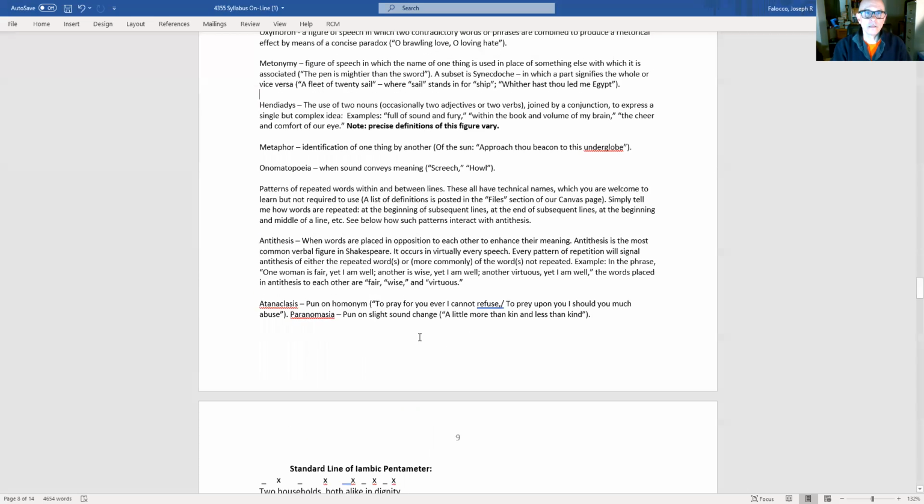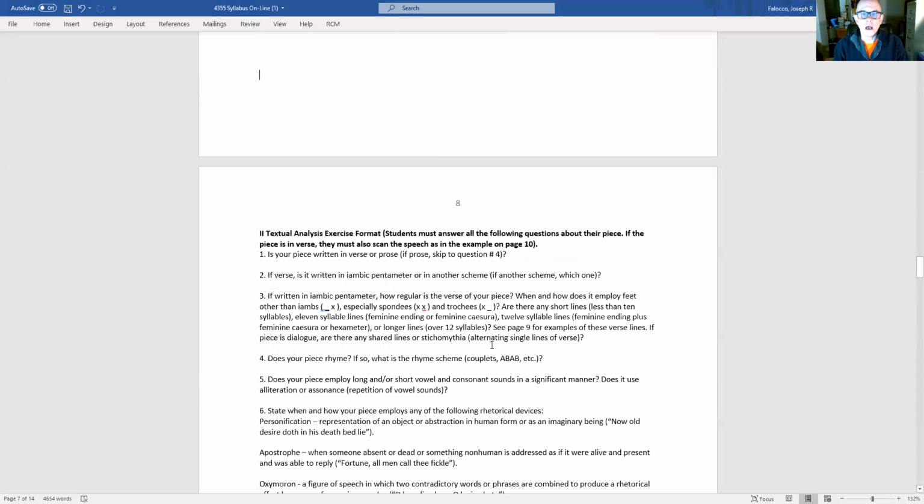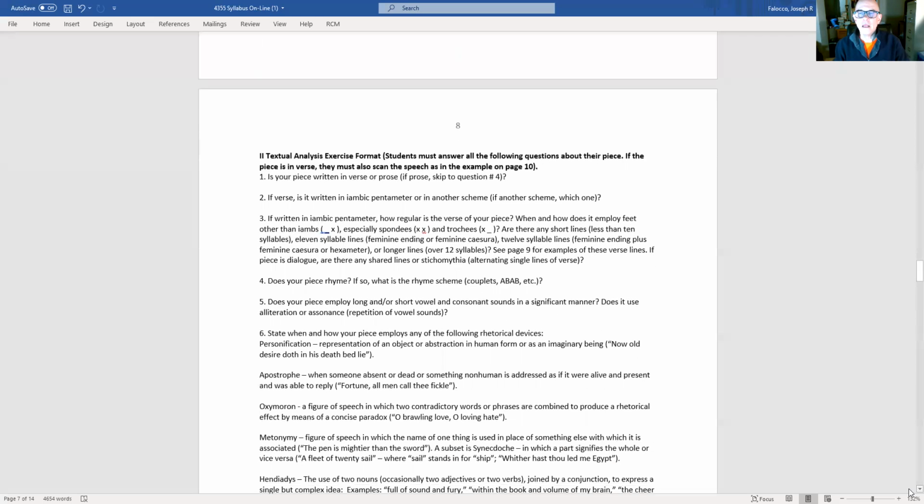Alrighty. Let us go back. If the piece is dialogue, are there any shared lines or stichomythia? Shared lines are when one character starts speaking and another character finishes. It's a 10-syllable line, but it's broken between two speakers. You can tell that I think it's a shared line because I have indented the line of the second speaker. So it's important you understand the difference between short lines and shared lines. Short lines indicate a pause. Shared lines indicate no pause. One character starts the line, the other one finishes it.